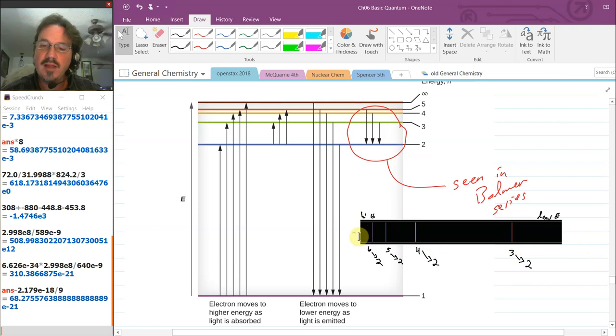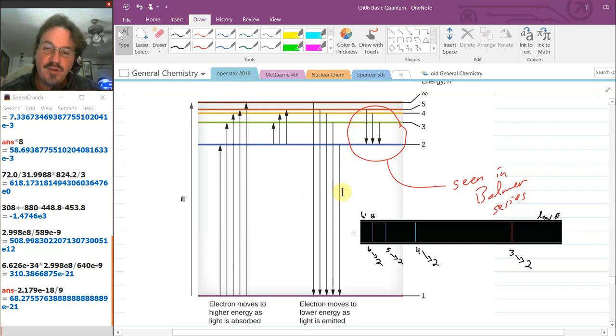There's your 4 lines then. It corresponds to these 4 transitions from a higher energy down to the number 2 level. So when we shot the electricity through the hydrogen, the electrons on those hydrogen atoms were excited up to these upper levels, and they started falling back down, releasing photons.